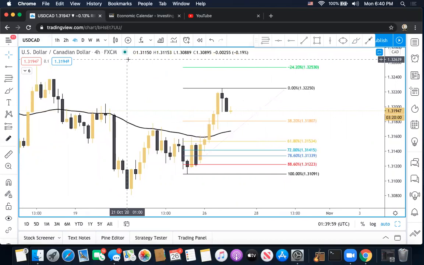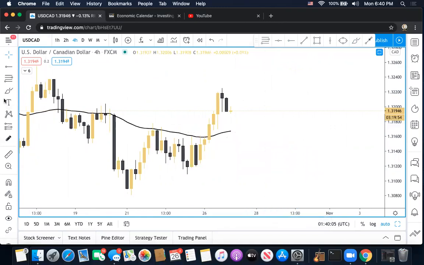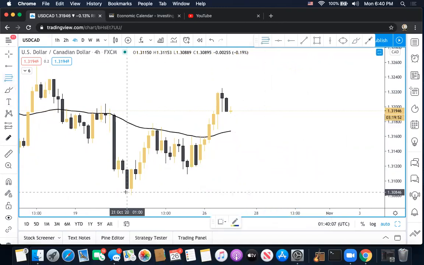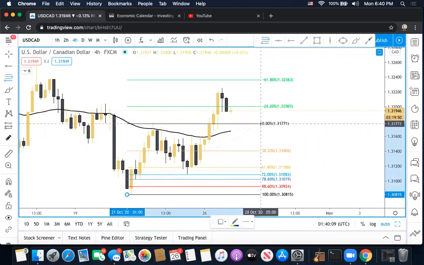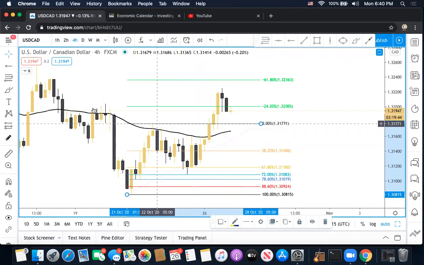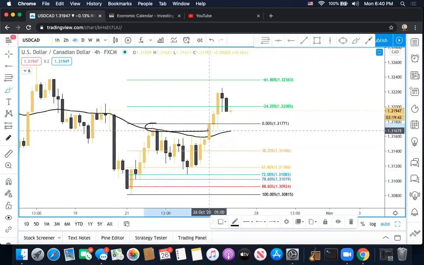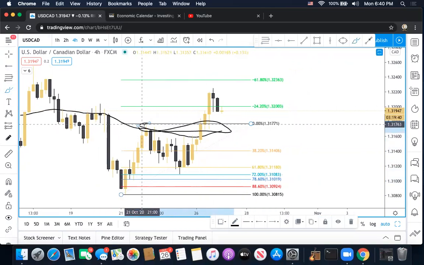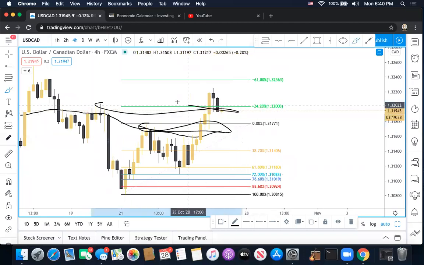So right now, the fib just finished for the most recent fib. So let me just rewind this. I had it from this low up to this high. The market pushed down, hit the 72, and then boom, hit the negative 24. It also broke out of this range to the left right here, broke out of that range, and also broke out of this range right here.